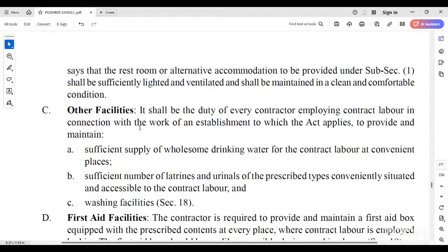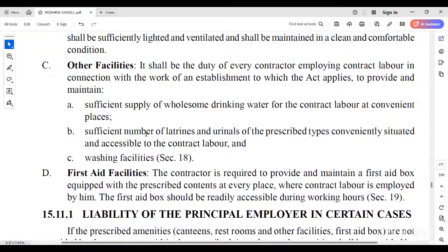The place is different. So based on that, for the contract labor in connection with the work of an establishment to which this Act applies, there must be sufficient supply of wholesome drinking water. So they need to provide sufficient drinking water for the contract labor at convenient places. And they need to provide washing facilities as per Section 18. Whatever these are, they are also covered under the Industrial Disputes Act and Factories Act.